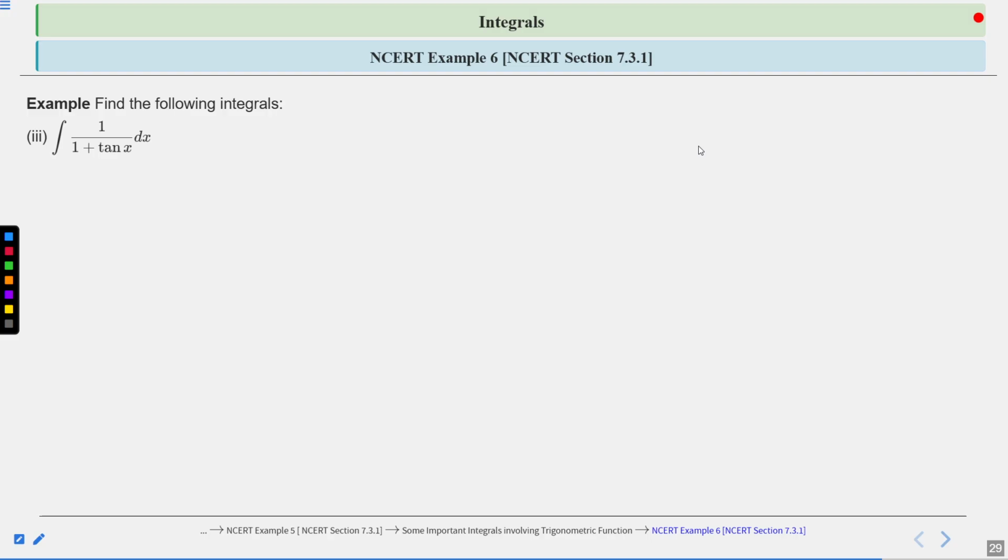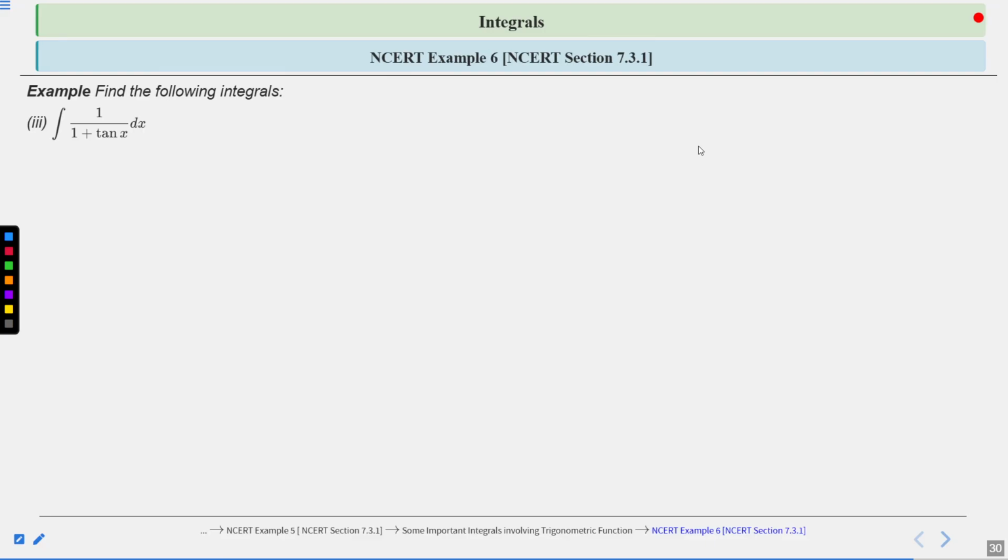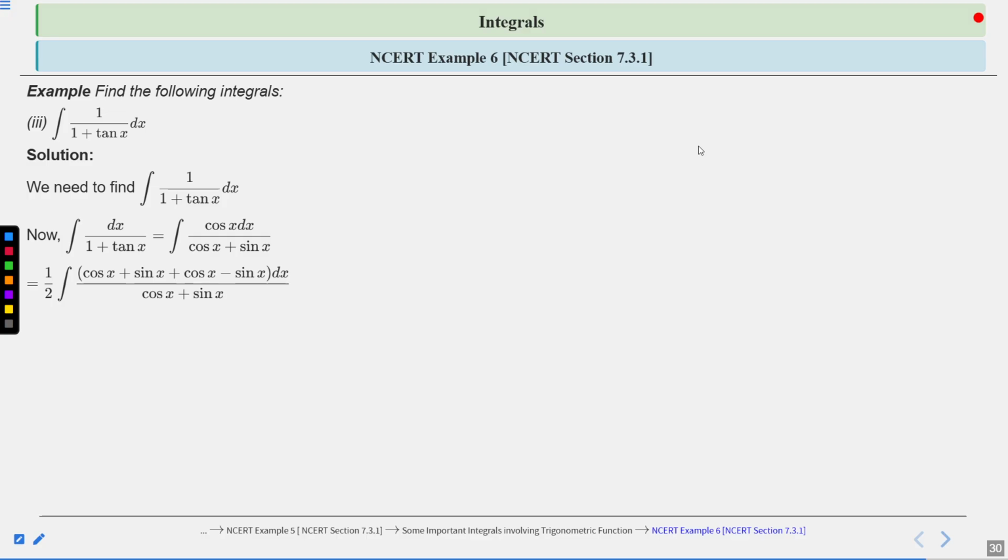Okay. Let us see how we can solve this. We have to integrate 1 upon 1 plus tan x dx. So it will be equal to dx upon 1 plus tan x. Now you can write tan x as sin x upon cos x, and after simplification, you will get integration of cos x dx upon cos x plus sin x.